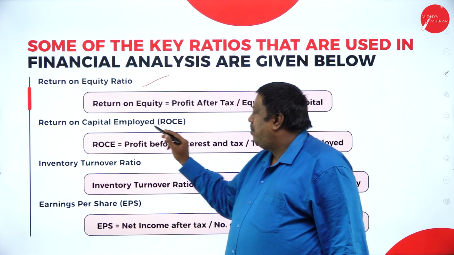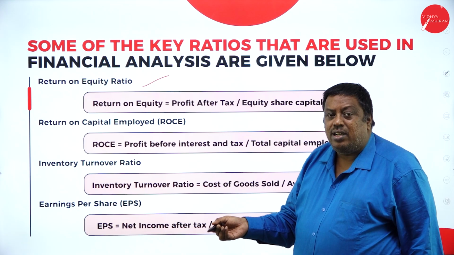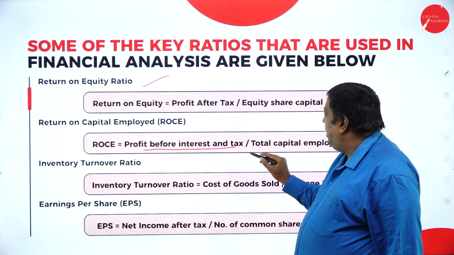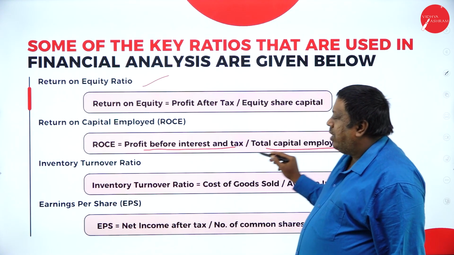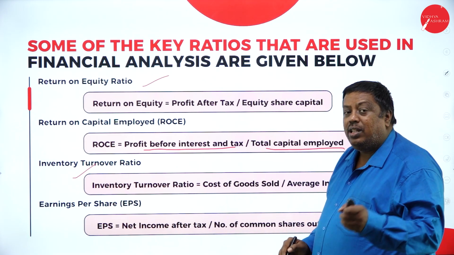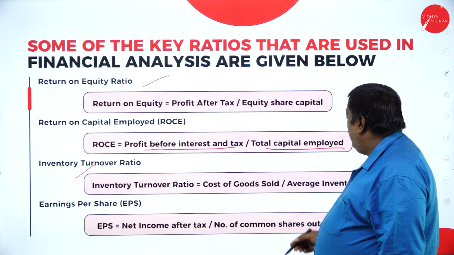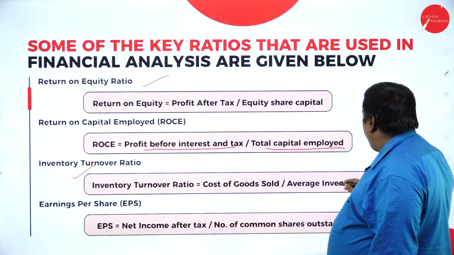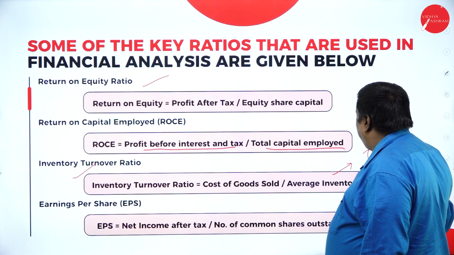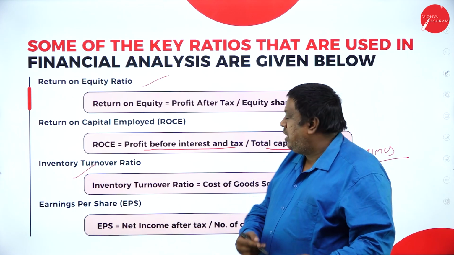And return on capital employed tells us the amount we have invested in the organization and the amount of returns we are getting. To know that, profit before interest and tax is divided by total capital employed. Next, the inventory turnover ratio. This tells us what control the company has over turnover with respect to stock. It is cost of goods sold divided by average inventory, and the answer should be expressed in times, meaning how many times the stock rolls over and the goods move.